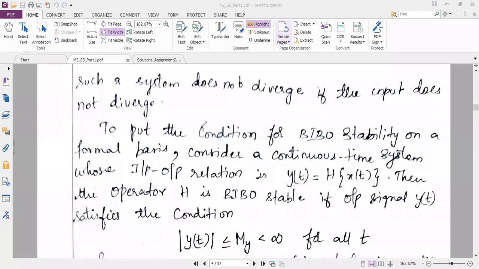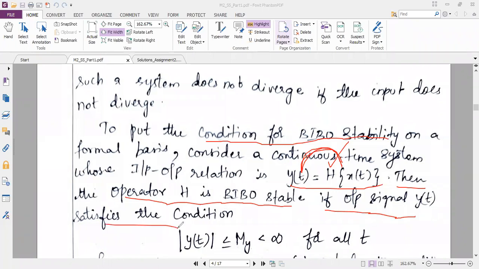So I will just write that BIBO stability property in terms of equation. You can see here, I know my output y of t, I can write in terms of the operator H of x of t. This you all know very well. Now if I relate input and output using this relationship, y of t is equal to H of x of t, then I can say the operator H should be BIBO stable. The operator H is BIBO stable if the output signal y of t satisfies the condition.